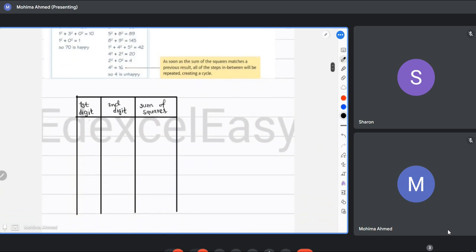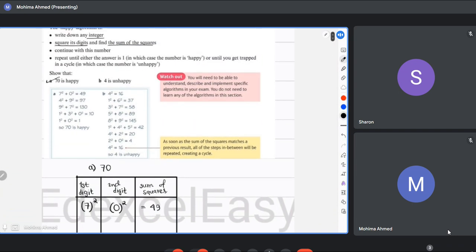So over here, I started with 70, right? 7, 0. So this is going to be 7 square and 0 square. If you add them together, 7 square plus 0 square will give you 49. And then they are asking you to continue with this until you either get 1 or you get trapped in a cycle. Trapped in a cycle means that after proceeding one step, you will eventually go back to the original number. For example, if you started with 70, you will go back to 70 again. That is what it means by trapped in a cycle.